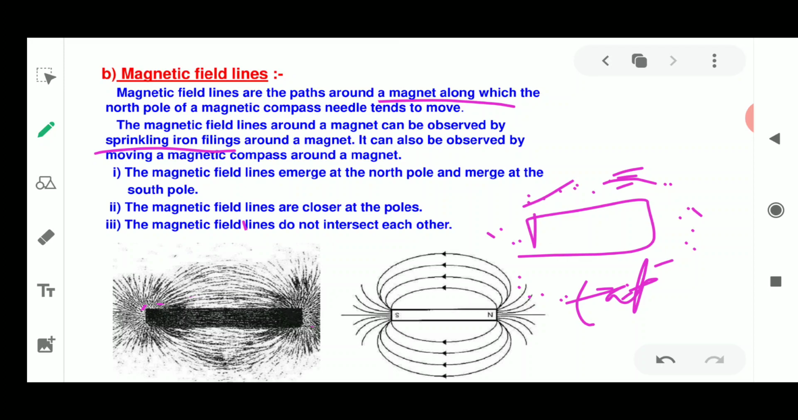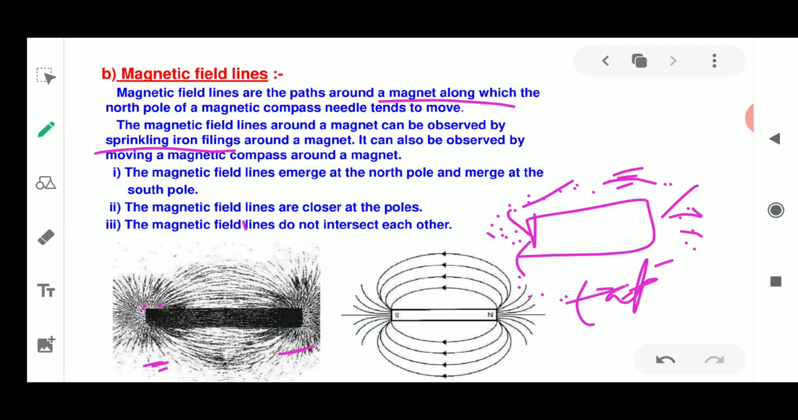So after tapping, we will see that these iron filings are going to align in a regular manner. As you can see here, they align in a regular manner. This is how they are formed by sprinkling some iron filings around a bar magnet. It is also observed by moving a magnetic compass.